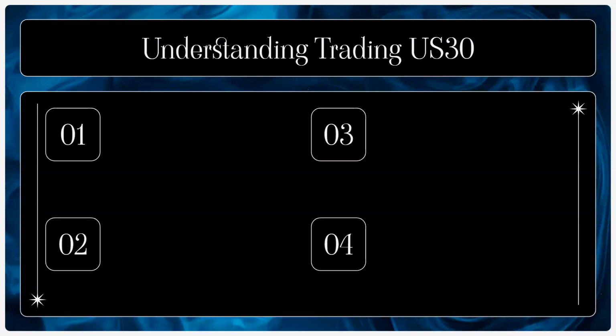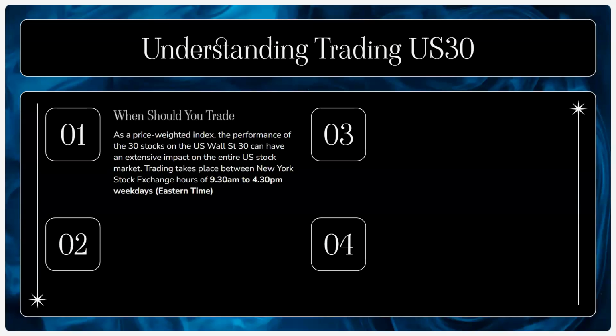Understanding trading the US 30. Number one, as a price-weighted index, the performance of the 30 stocks on the US Wall Street 30 can have an extensive impact on the entire US stock market. Trading takes place between New York Stock Exchange hours, 9:30 a.m. to 4:30 p.m. weekdays, Eastern Time.